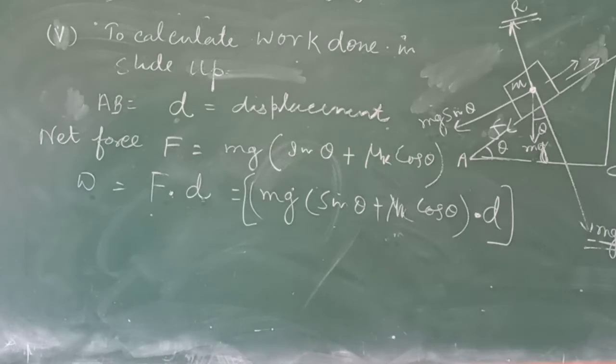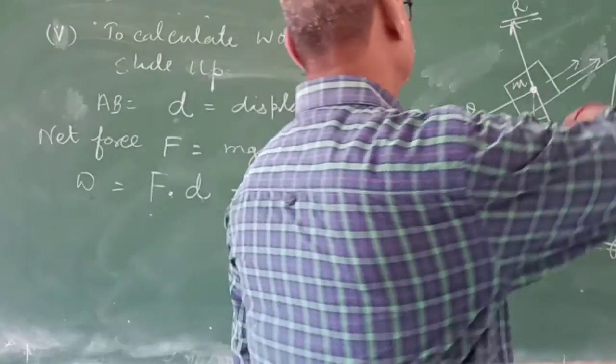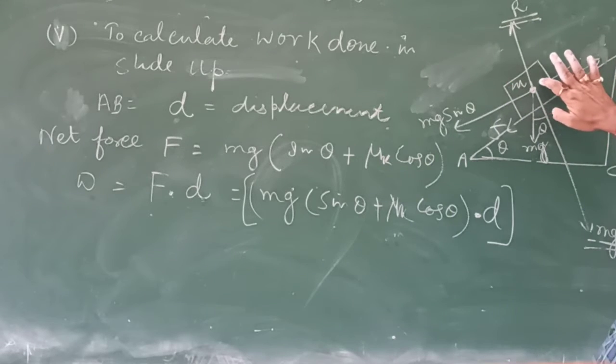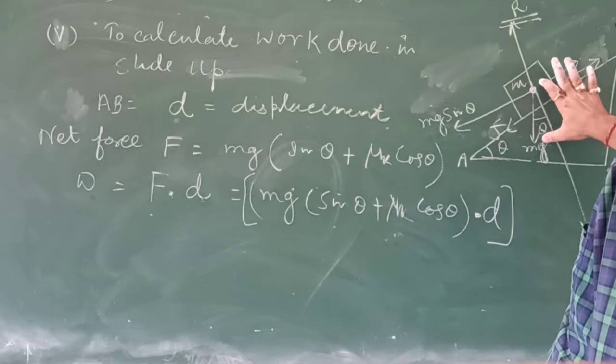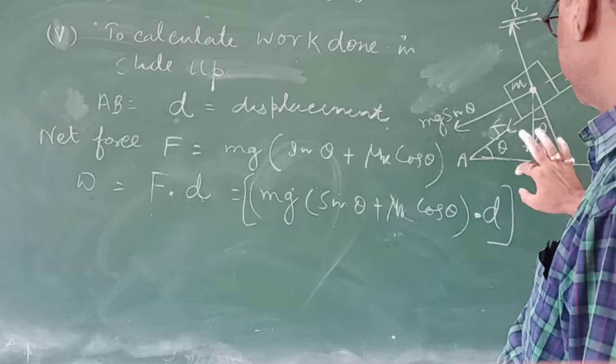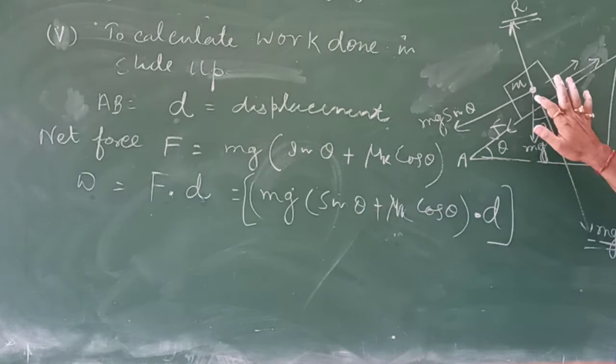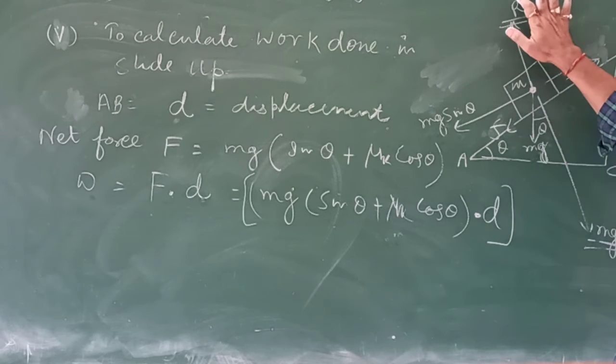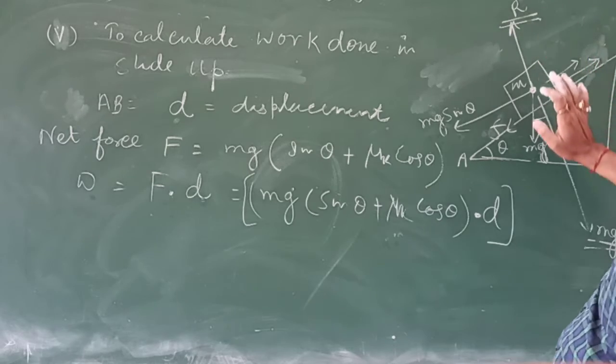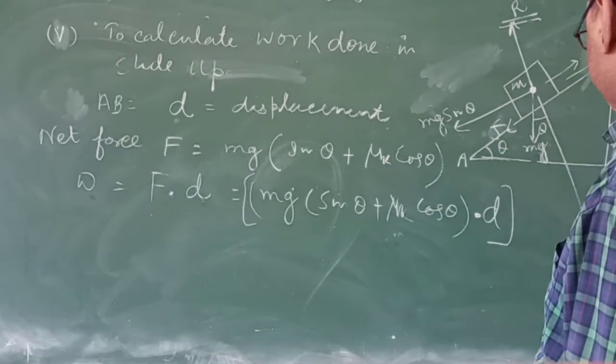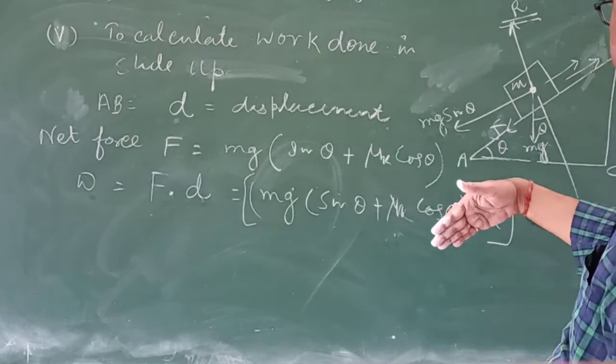Is it clear to all of you? Again, I explain the slide up. Let a block of mass m be kept on the inclined plane. Theta is the angle of repose. Then the force due to weight acts in the downward direction and the normal reaction acts in the upward direction. Resolve mg into two components: one is mg cos theta, another one is mg sin theta.